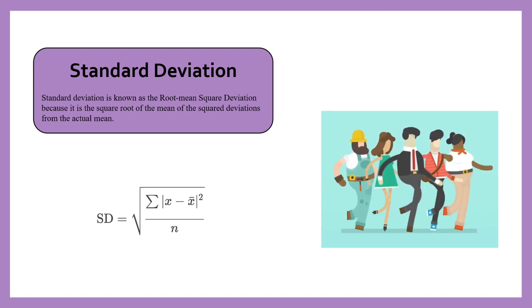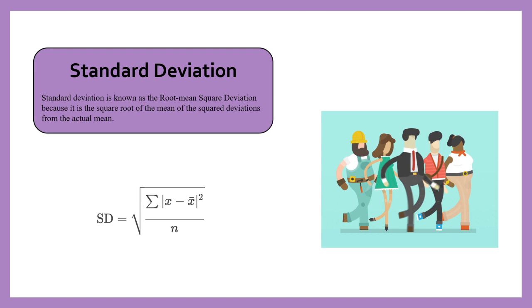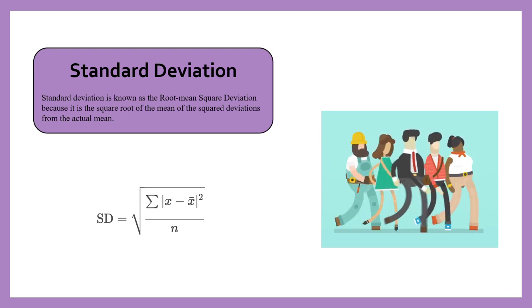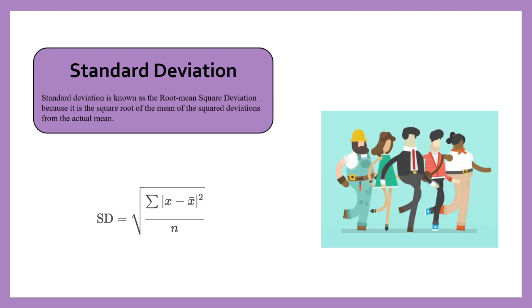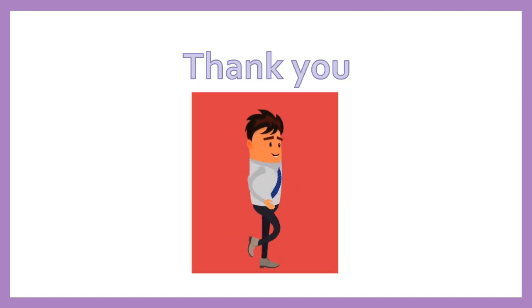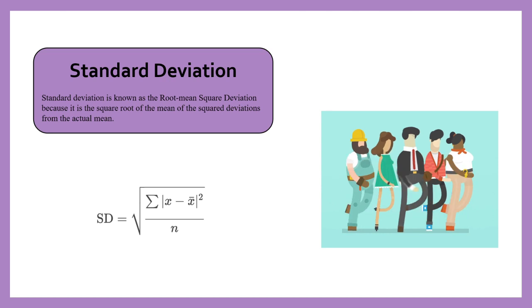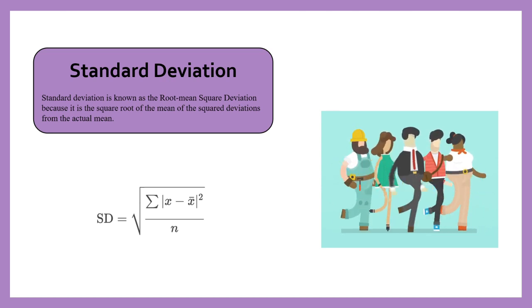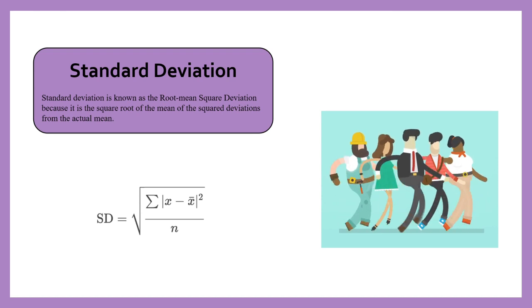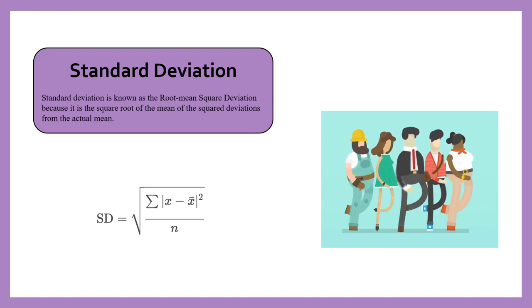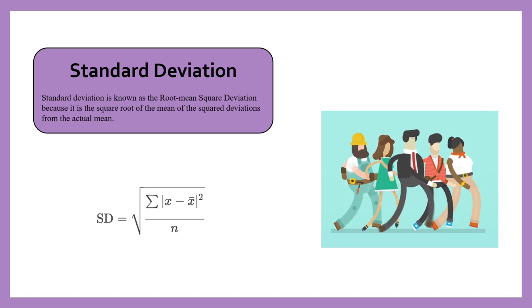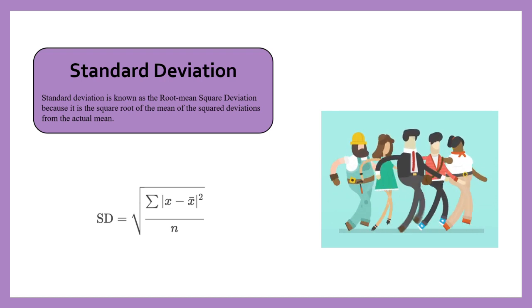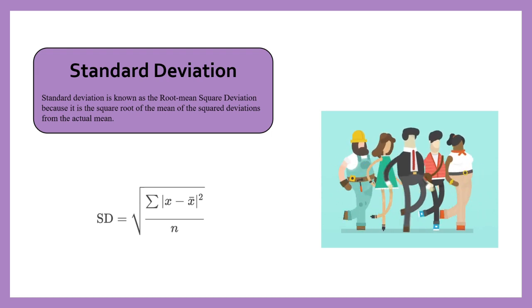Coefficient of standard deviation is expressed as the ratio of absolute standard deviation to the arithmetic average of the series. Coefficient of standard deviation equals standard deviation upon mean. Coefficient of sigma equals sigma upon x̄. It is a relative measure which is very useful in comparing the consistency of two or more series. If the value of the coefficient is less, a series is more consistent and vice versa.